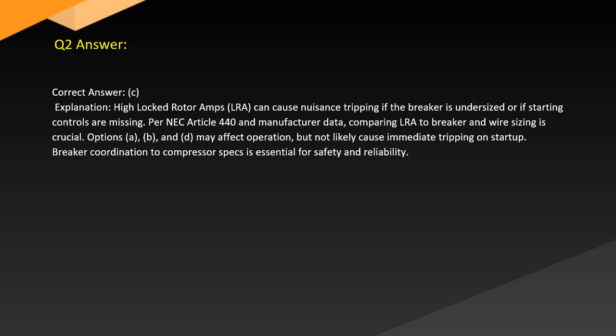Answer. Correct answer: C. Explanation. High locked rotor amps can cause nuisance tripping if the breaker is undersized or if starting controls are missing. Per NEC Article 440 and manufacturer data, comparing RLA to breaker and wire sizing is crucial. Options A, B, and D may affect operation but are not likely to cause immediate tripping on startup. Breaker coordination to compressor specs is essential for safety and reliability.